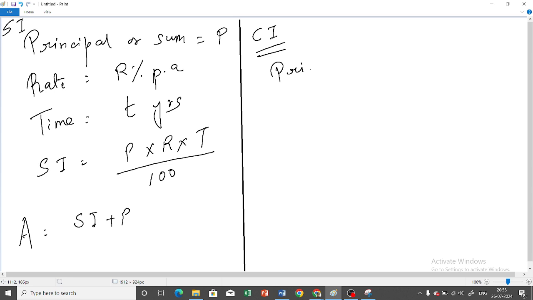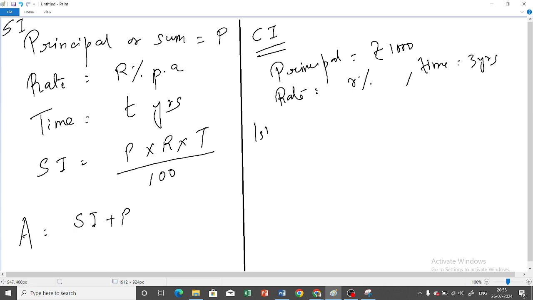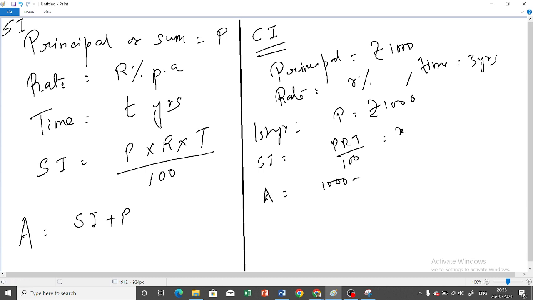So say for example, you deposited an amount of money, say rupees 1000. The rate is r% per annum, and the total duration is 3 years. So we take the first year. For the first year, what is the principal? Rupees 1000. Simple interest for the first year is PRT by 100, and you get a certain amount, say x. The amount is 1000 plus x.